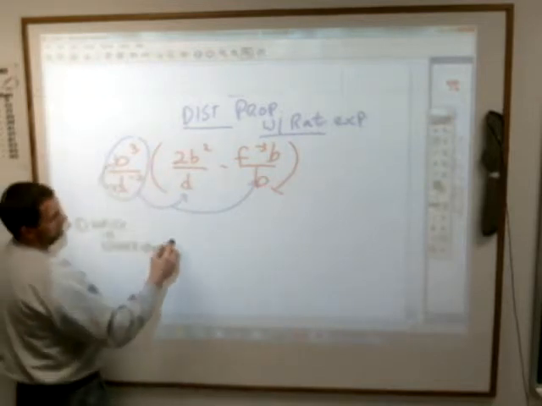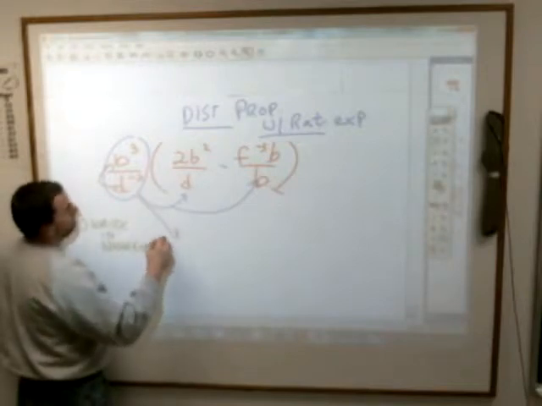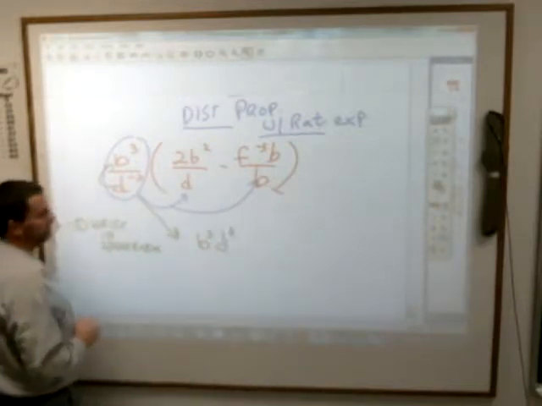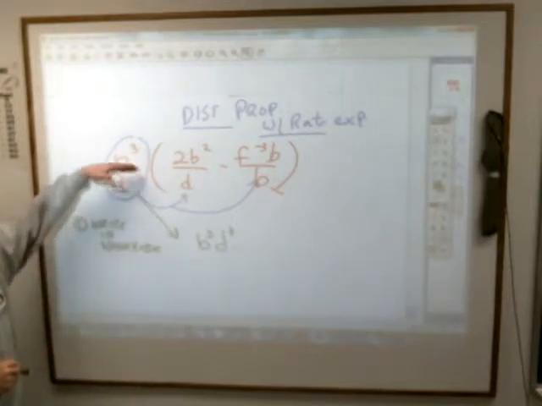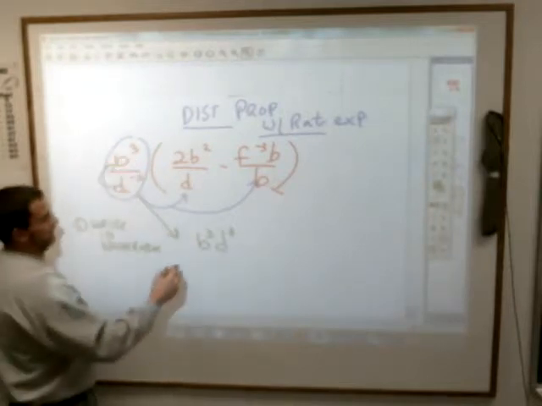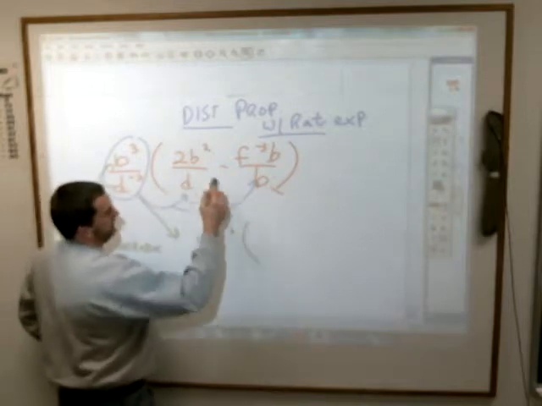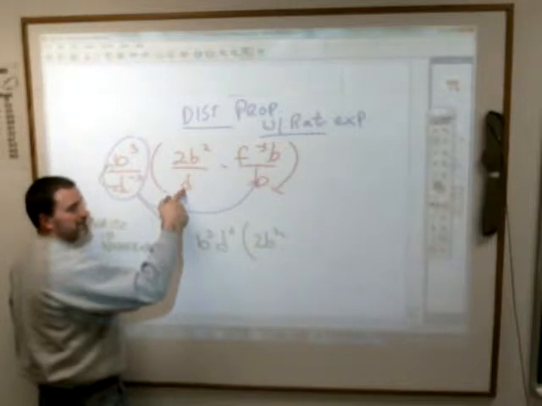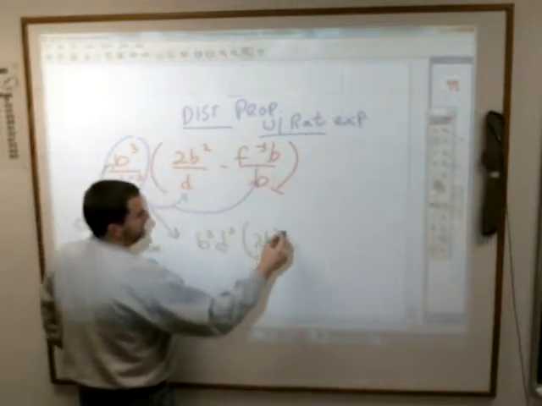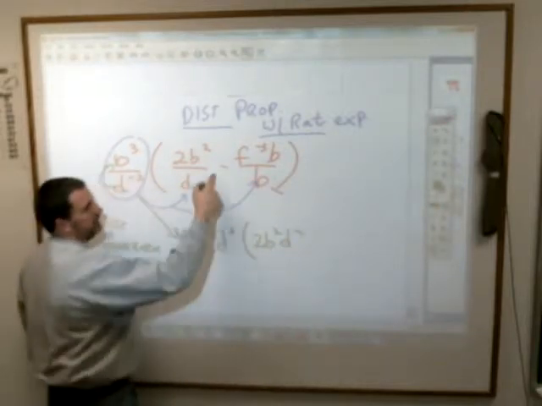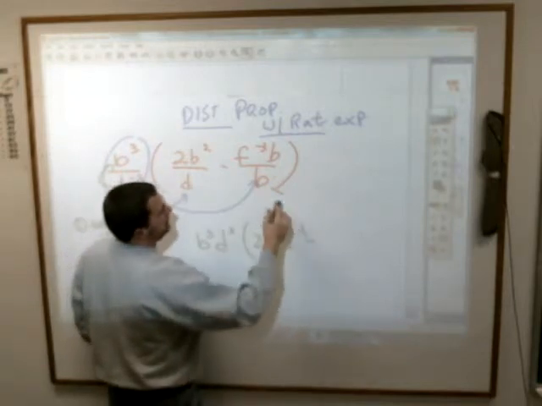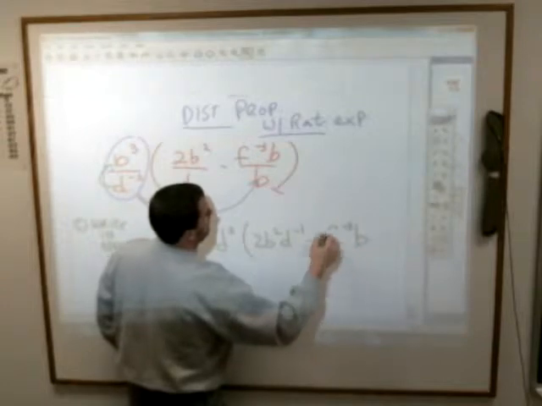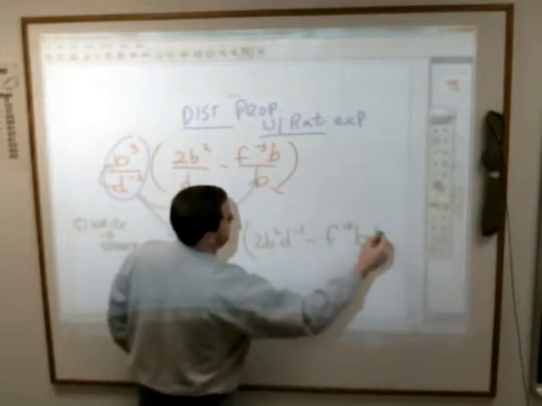This is going to switch to become b cubed d cubed. Are you with me? Just because this d, when it moves up to the top, the exponent changes its sign. Okay, in my parenthesis here, I get 2b squared. What does this become if you move it to the top? Negative. B to the negative 1. And then this one, minus f to the negative 3b times b to the negative 1.